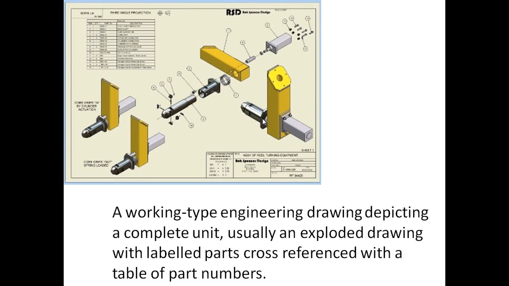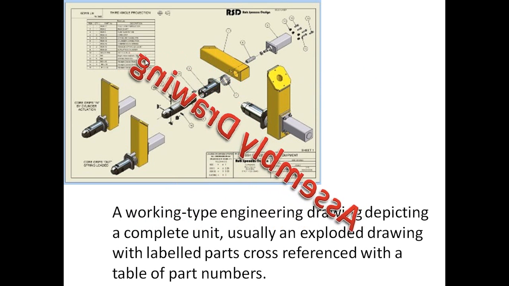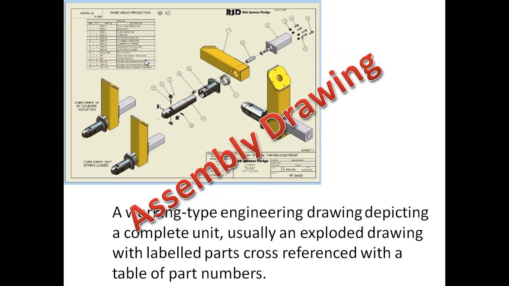A working type engineering drawing depicting a complete unit, usually an exploded drawing, with labelled parts, and it's normally cross-referenced to a table here with part numbers on, so you can cross-reference a particular part to a part number. That's called an assembly drawing, to show how something is assembled.